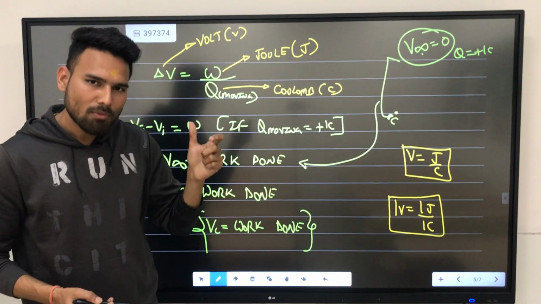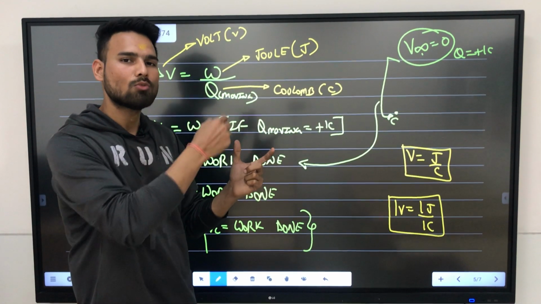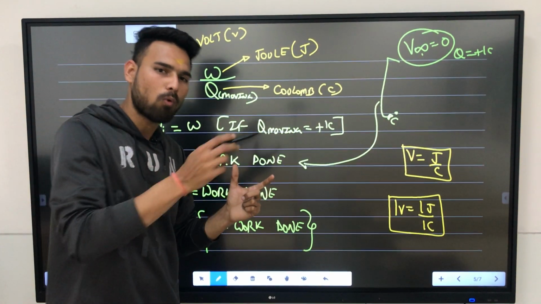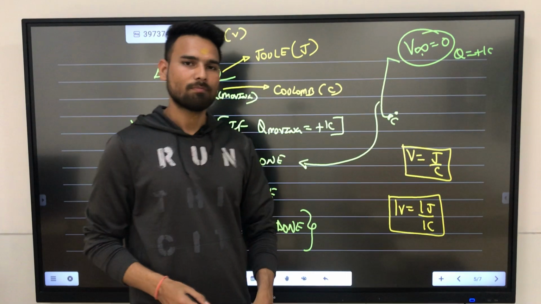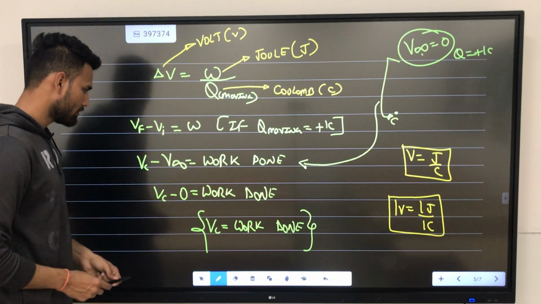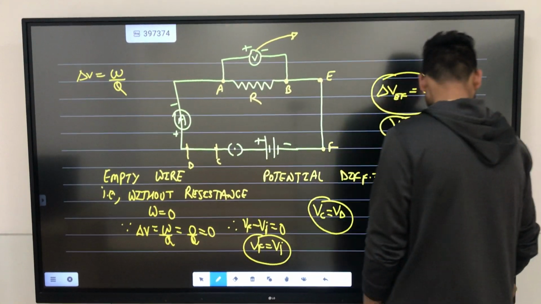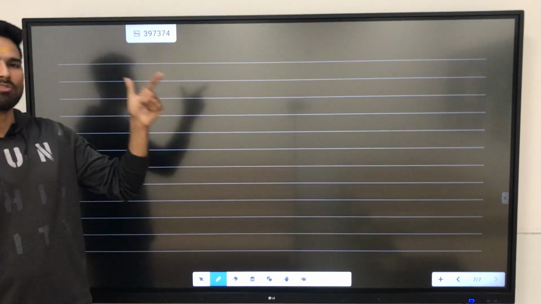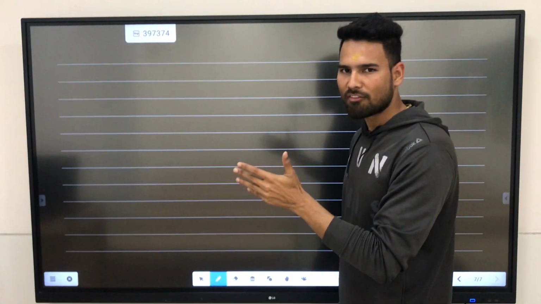Clear? If 1 coulomb of charge is moved from one particular point to the other, and 1 joule of work has to be done for the same, the potential difference between these 2 points will be called 1 volt. Clear? Okay, so moving ahead. We have discussed the potential difference, the electric circuit, the components of an electric circuit, and the unit of the potential difference.